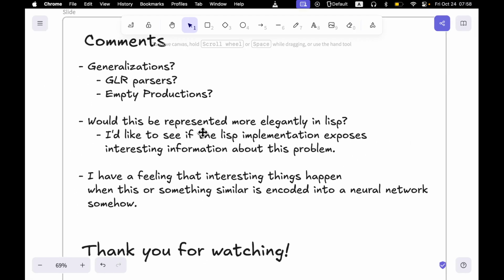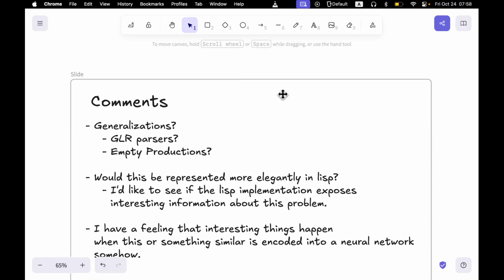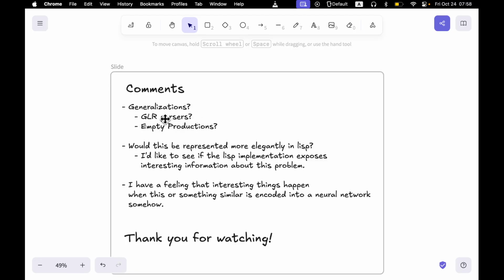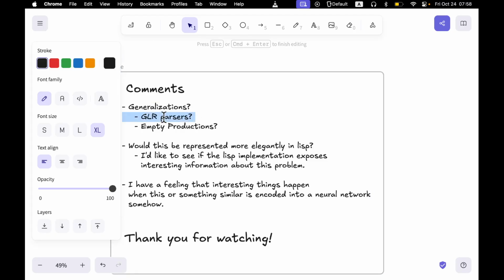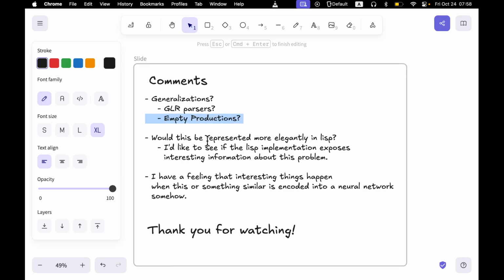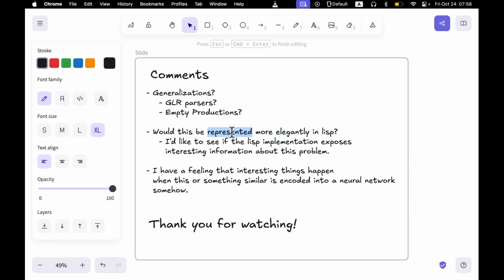I think this is very easy to generalize. I think this is very easy to know what is actually going on compared to the state-based approach where multiple states are merged into a state, so it's kind of hard to see exactly what it's parsing. And I think it can be generalized to GLR parsers. I hope this can be generalized to allow empty productions. I think this can be represented more elegantly in Lisp, but I don't have the Lisp foo to demonstrate this, and I don't think I have the energy to code yet another implementation.